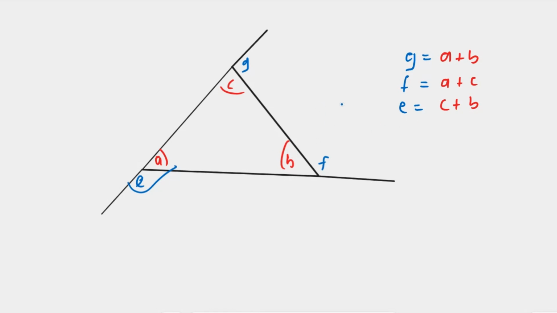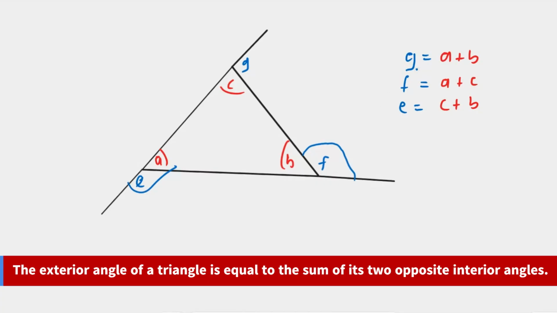When you take F, that is this angle. F is also equal to the sum of its two opposite interior angles. These are the two opposite interior angles, so when you add them, you're going to get F. So that is what we've done here. That is the exterior angle property of a triangle. You have to know this property. Now let's answer some questions using this property.